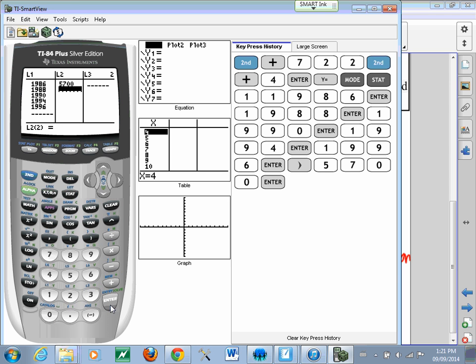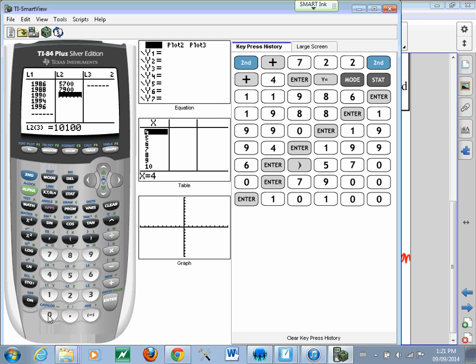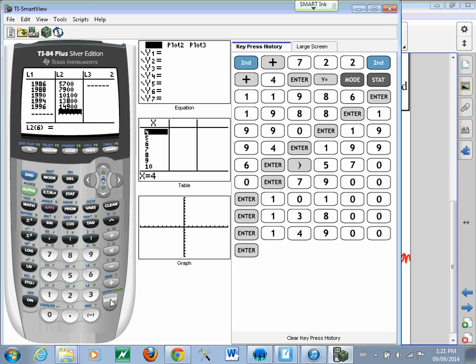Enter. Okay, do the next one. 7.9, 7,900. Okay, we perform the next one. 10,100. Okay, and then 13,800, 14,900, and 19,000. Okay?